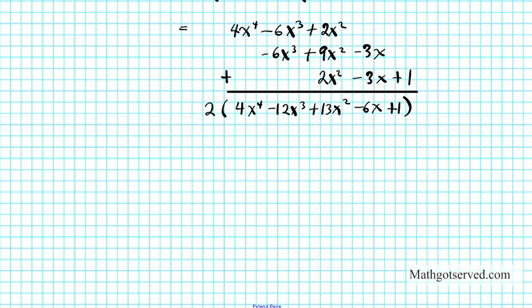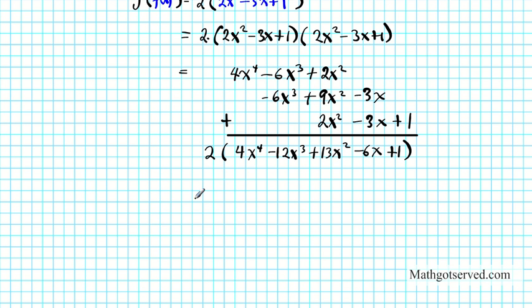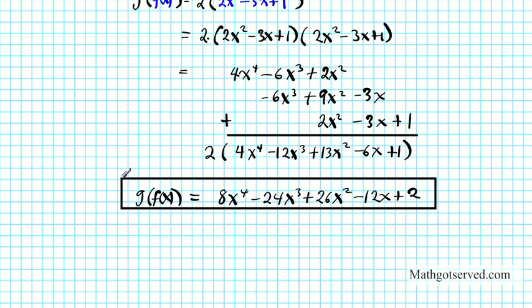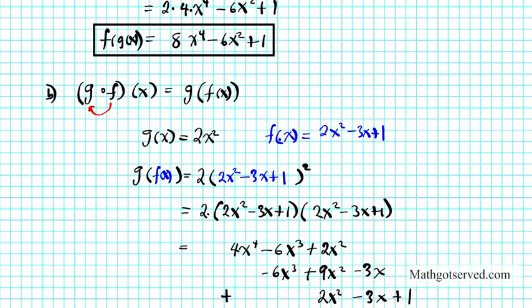To finish it up, we'll distribute 2 to everything. So that's going to yield 8x to the 4th minus 24x cubed plus 26x squared minus 12x plus 2. So this is g composed with f of x. Alright, so let's go ahead and box our answer. And that's basically that.